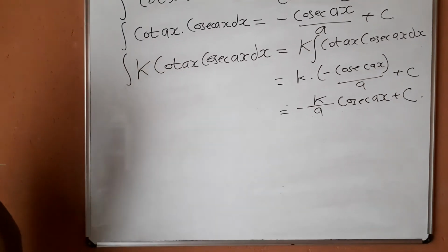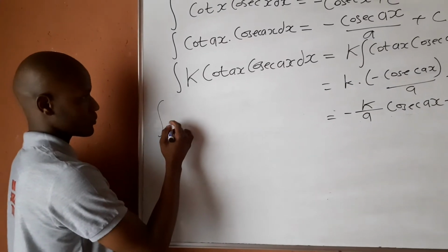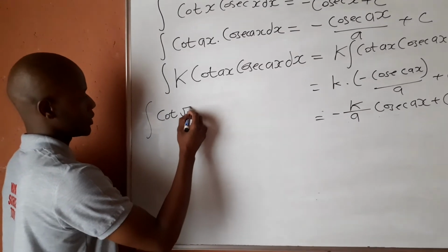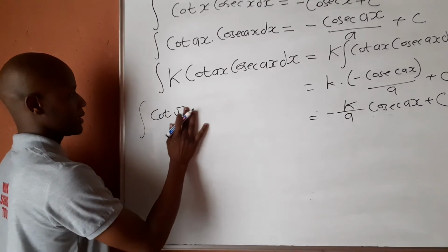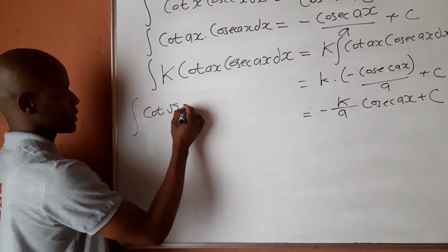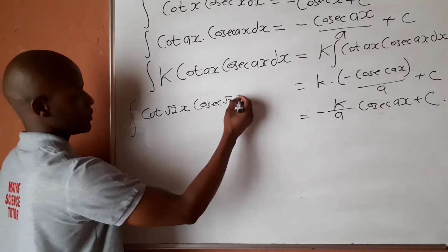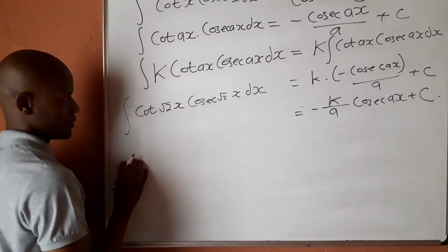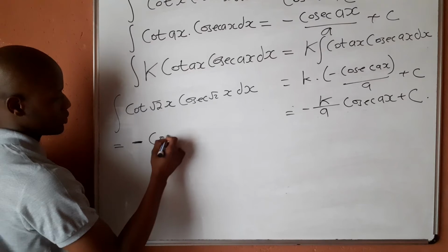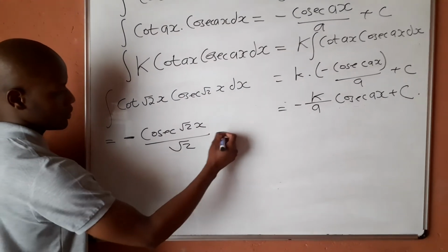I'm doing a few examples. Integrate cot root 2x cosec root 2x dx, which is going to be negative cosec root 2x divided by root 2 plus c.